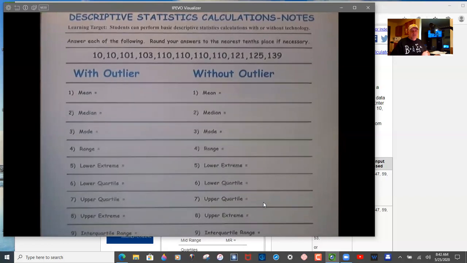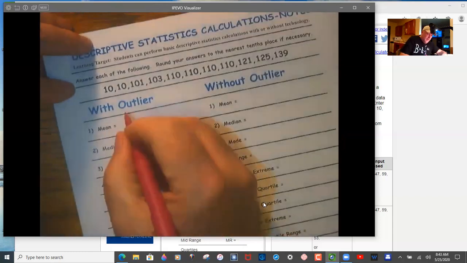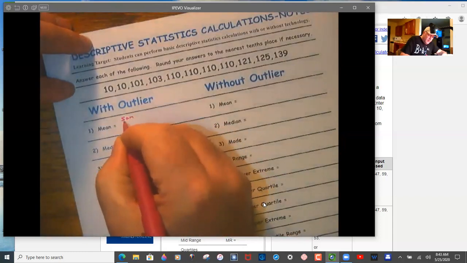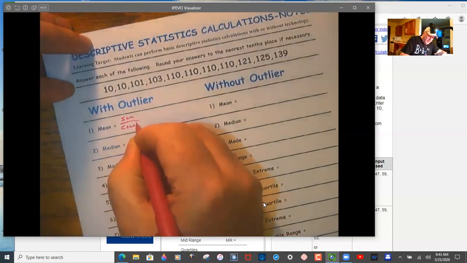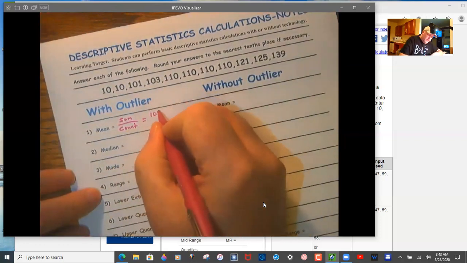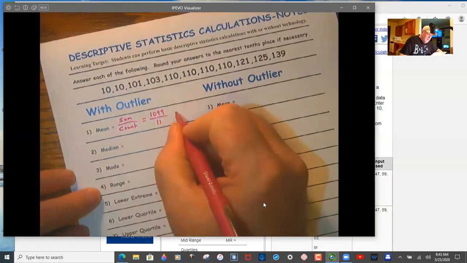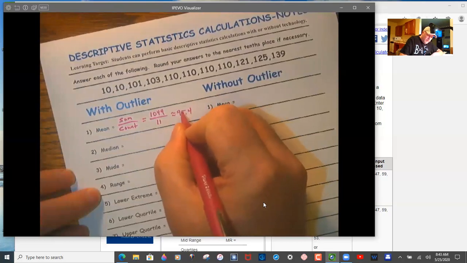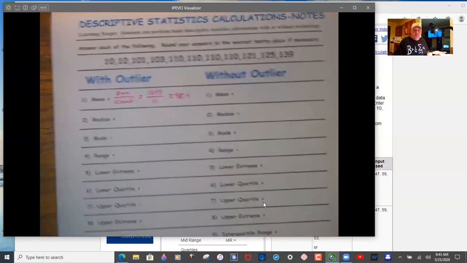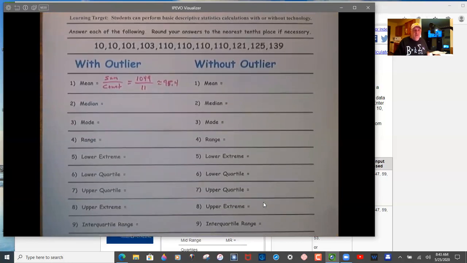It's really very simple. All right, so what is the mean? The mean is the sum over the count. This is something you should know. We did some weighted mean calculations. And the sum of this set with our outliers is 1,049 over 11. And that's 95.4 for the mean of that set of data. Notice how that's kind of low, and it's because of the two tens.